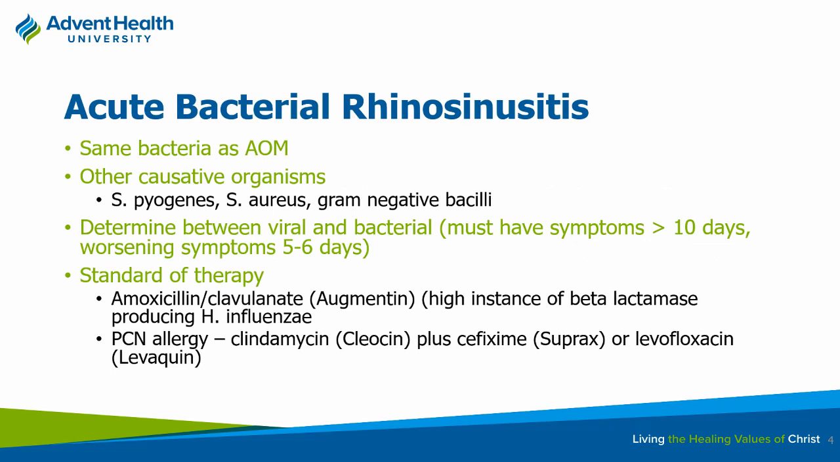Now, kind of switching gears a little bit and going into rhinosinusitis, you're going to typically find that the same pathogens are going to be most common here, but they tend to have a little bit broader scope of bacteria as well. So now you're going to see more like Strep pyogenes, you're going to see more Staph aureus, and potentially things like gram-negative bacilli. And because of that, this is why your antibiotic initial choice is going to change a little bit.